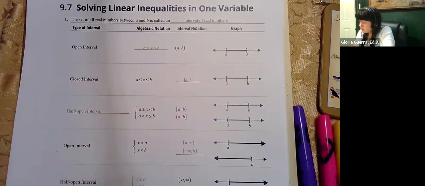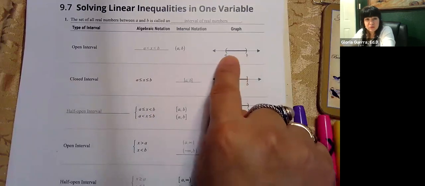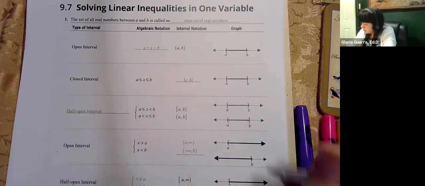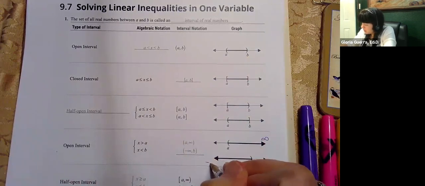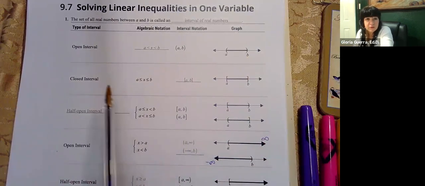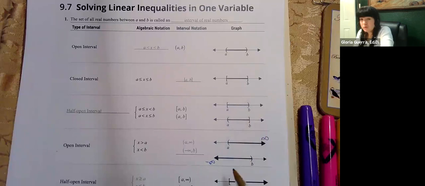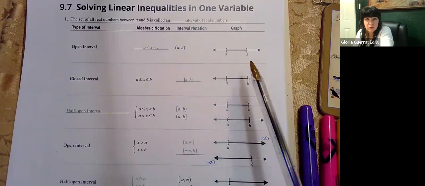You can see that the open intervals have two sets of parentheses. I saw another open interval over here that has one set of parentheses. This graph extends to infinity forever in the positive direction, and this one extends to negative infinity forever in the negative direction. I see we have a closed interval, and these use brackets. Brackets include the endpoints.